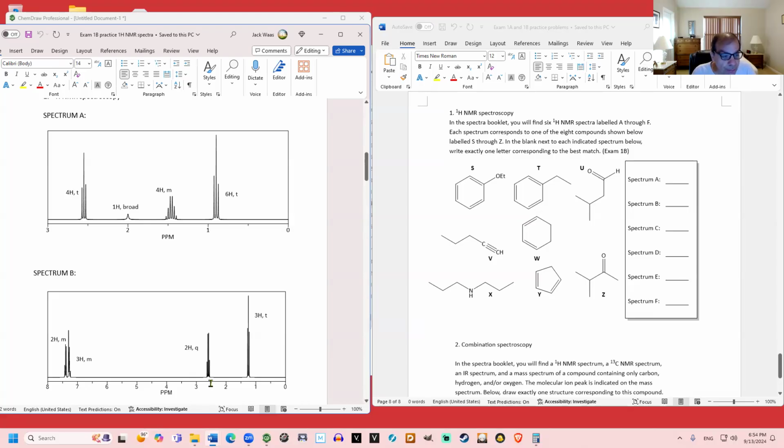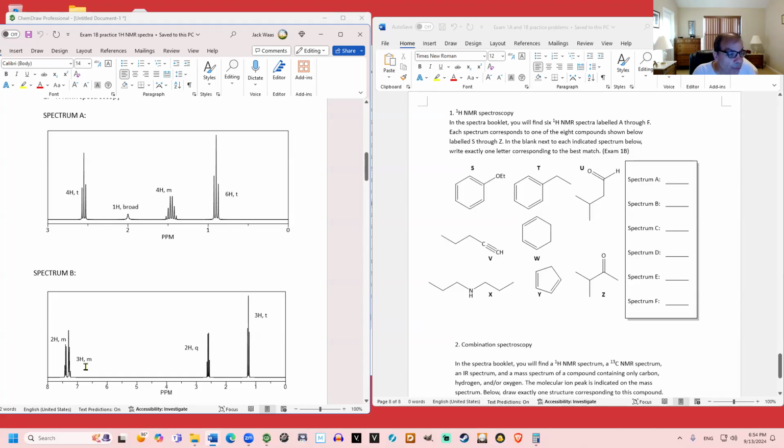And with the CH2 being at about 2.5, that makes me think it's not next to oxygen, but maybe next to something like a carbonyl, or they could be allylic hydrogens. They could be next to a vinyl group or also an aromatic ring. They could be benzylic hydrogens.